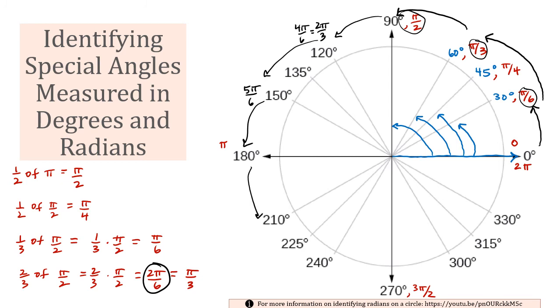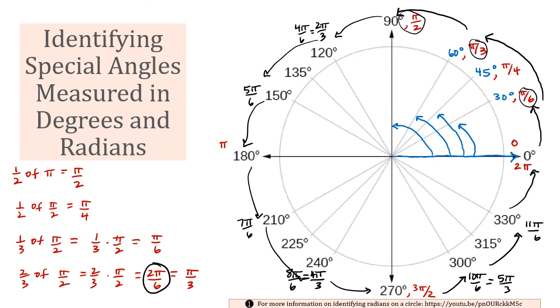Let's keep going. If I keep going 30 degrees, 30 degrees, 30 degrees, I should get 7 pi over 6, 8 pi over 6, or 4 pi over 3 for 240 degrees, 9 pi over 6, which reduces to 3 pi over 2, 10 pi over 6, which is 5 pi over 3, 11 pi over 6, which doesn't reduce, and all the way back to 12 pi over 6, which reduces to 2 pi.